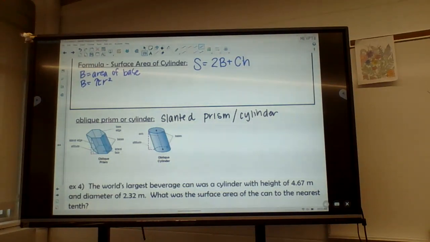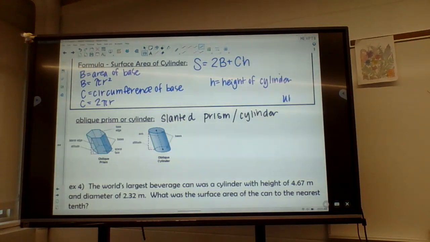And then rather than using P, instead of using the perimeter, they use C because that's the circumference, which is 2 pi r. Technically the circumference is just the perimeter of a circle. And a reminder that h is still just the height of the sphere, or not sphere, cylinder. I do want to include, just so we don't forget, that we should be doing units squared for this.